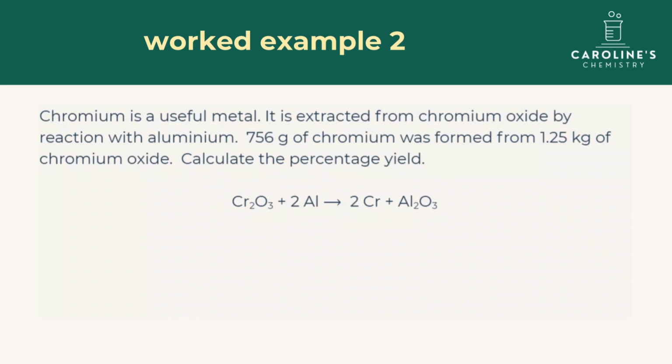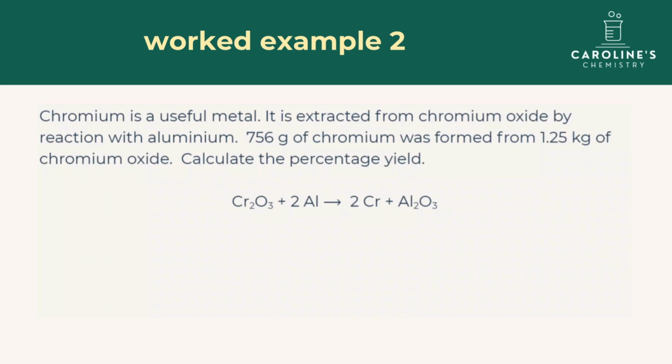This is the first mistake that you do not make. You do not do the mass of chromium divided by the mass of chromium oxide. You never do that. You always have to do, in this style of question, a reacting mass calculation to work out the theoretical mass of chromium you could have made. So let's start there. We're going to start with the tick and the question mark.